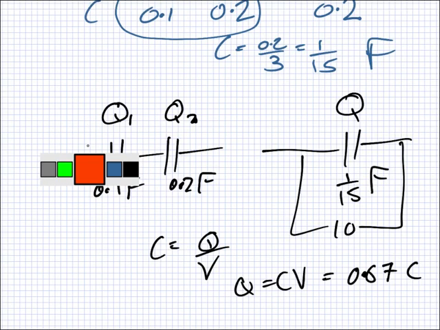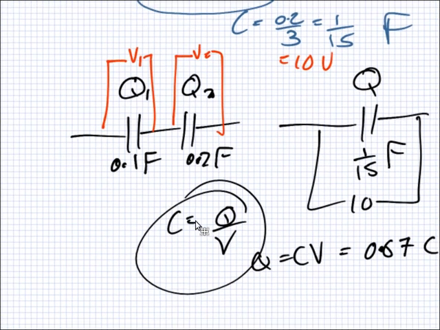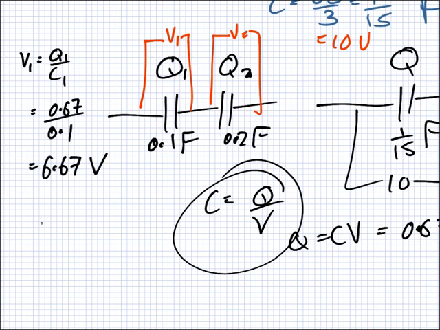Okay, so this voltage here will be V1. This voltage here will be V2. And all we know is that the total must be 10. But we can use this formula again. V1 is Q1 over C1. We know Q and C, which is 0.67 over 0.1. So it'll be about 6.67 volts. And then V2 will be 3.33 volts.